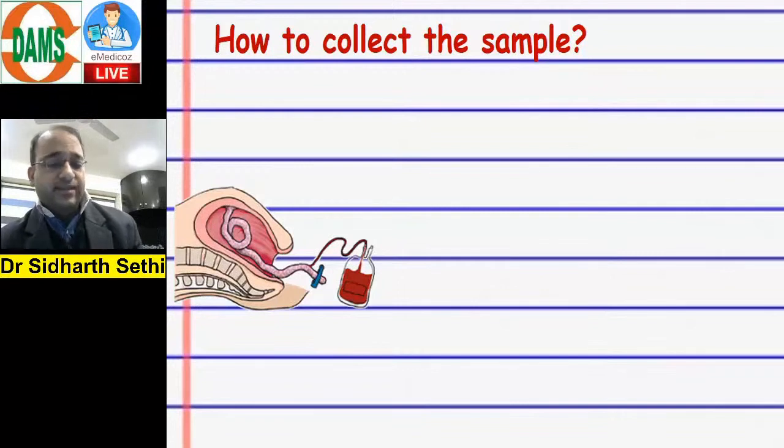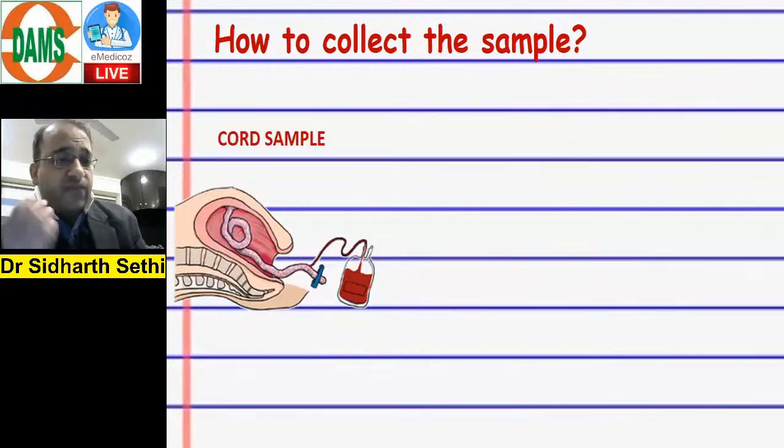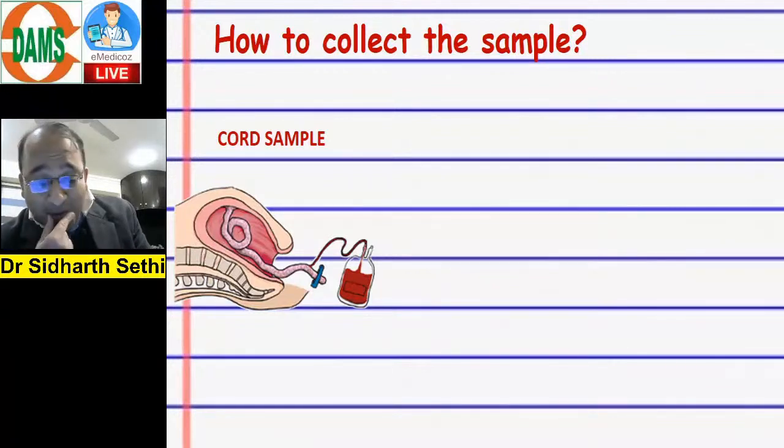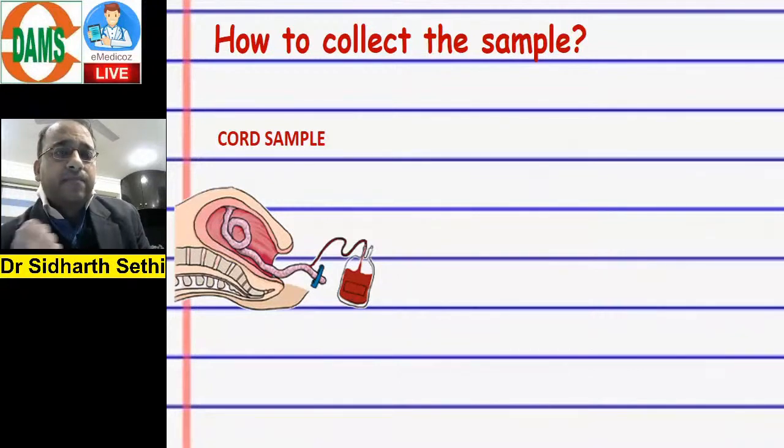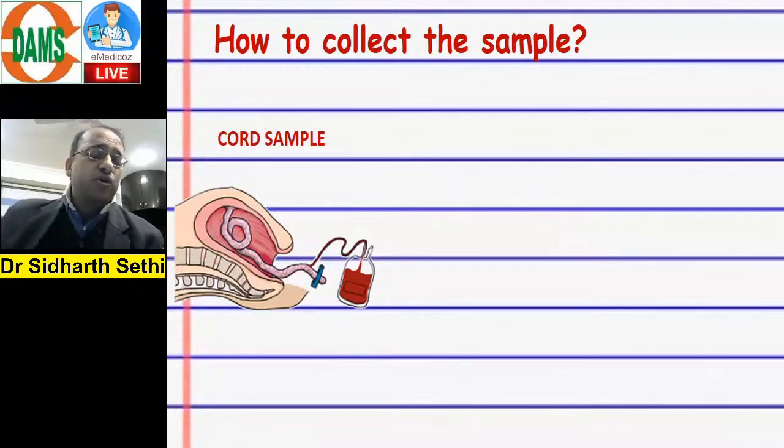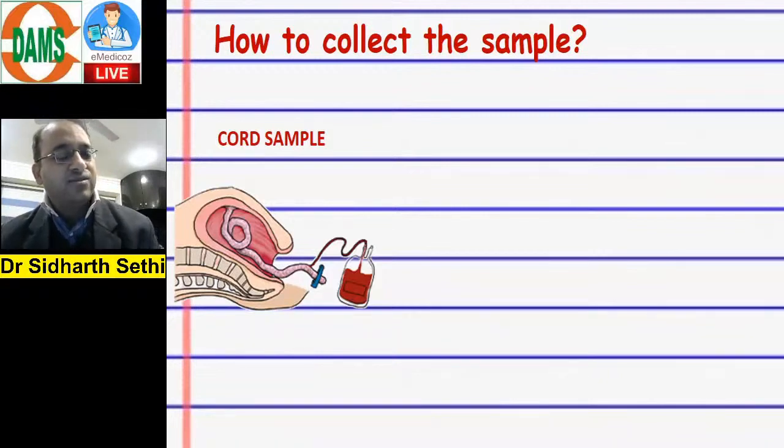So how do you collect the sample? Remember all of you, the first sample we talked about today is cord blood. Now remember, cord blood is collected from the maternal side. What does maternal side mean? It means the baby is gone, we clamped his cord, and the baby is in his cot. So this rhymes: we clamped his cord and he's gone to his cot. And we take the cord blood sample from the maternal placental side. We take it from there.